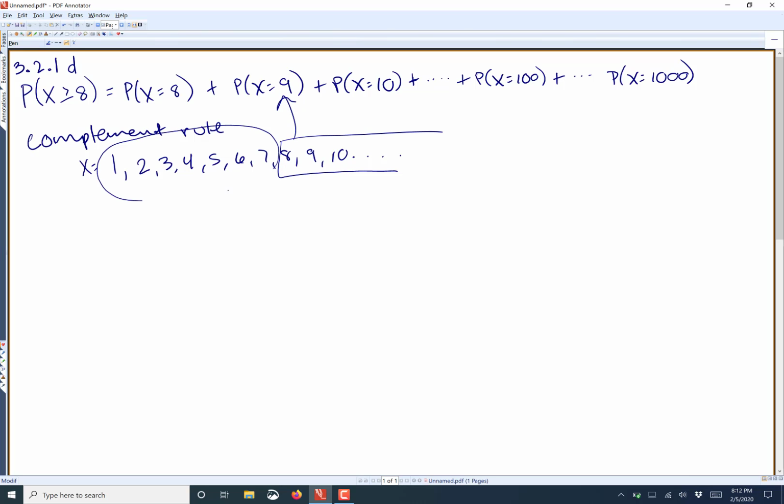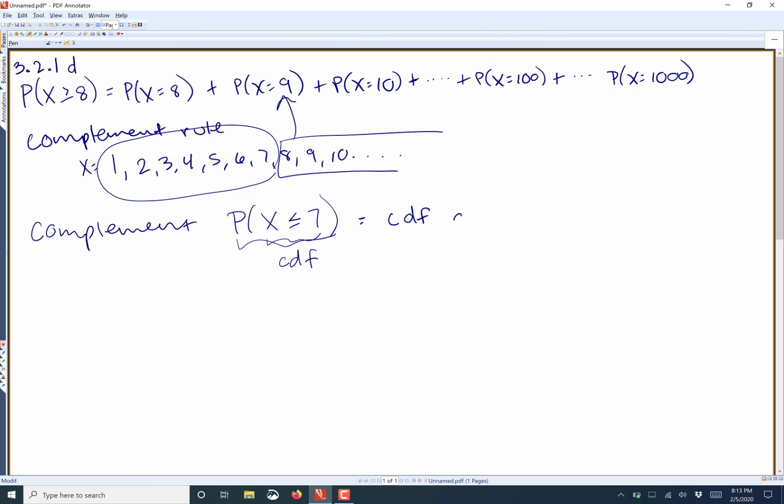So then what's left? So our complement is going to be the probability that x is less than or equal to 7. Notice we had greater than or equal to 8. Here I do less than or equal to 7. I could have written just less than 8, but the reason I want less than or equal to is that's going to be my CDF. This whole thing is the definition of your CDF. So this is just going to be equal to the CDF at x equals 7.